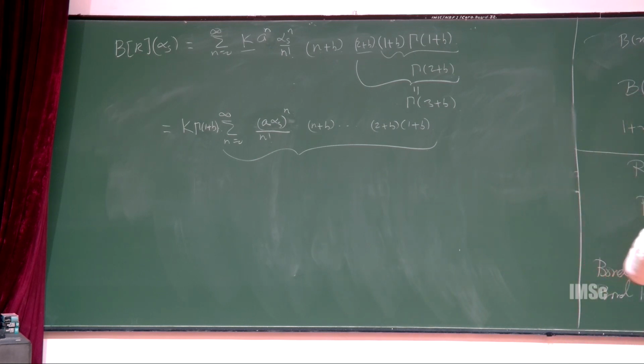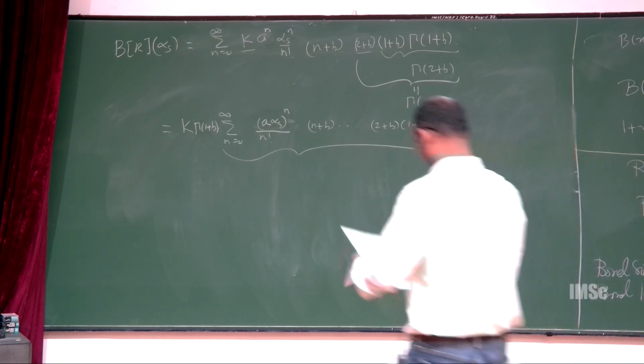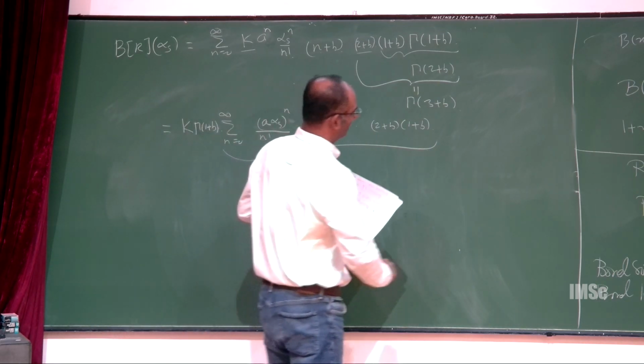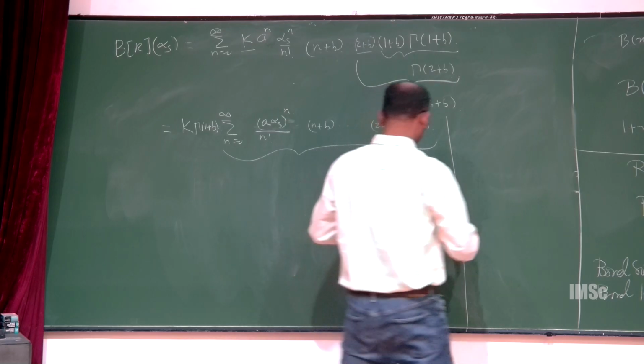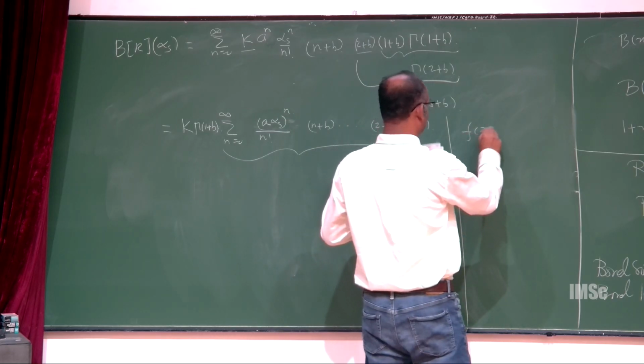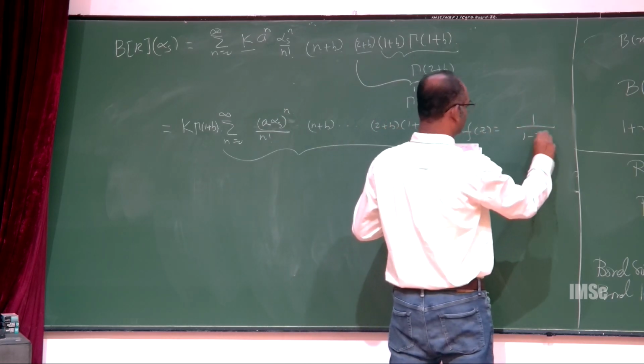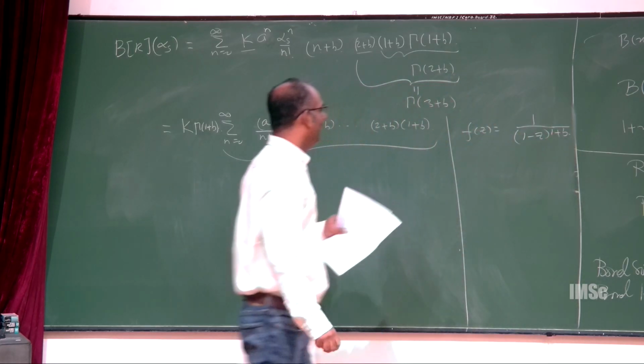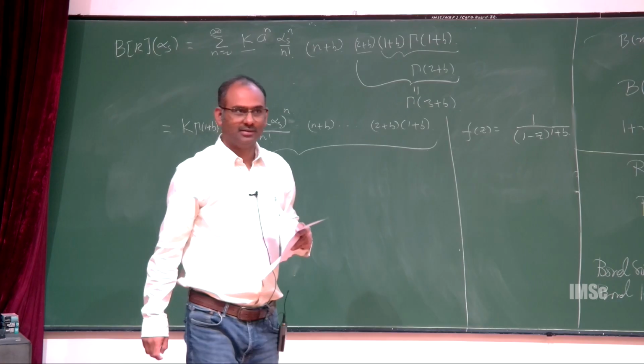That is 1 over 1 minus z, right? So this will be something similar, and I'll just tell you in a moment what it is. Okay, on the sides. So take this function f of z as 1 over 1 minus z power 1 plus b, okay, and I just do a Taylor expansion.